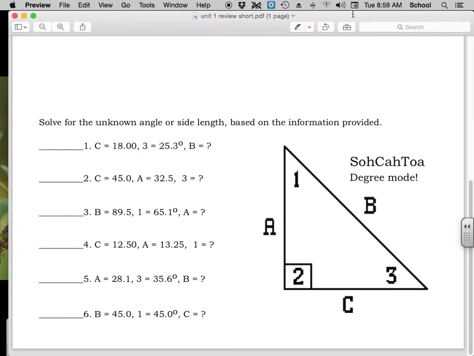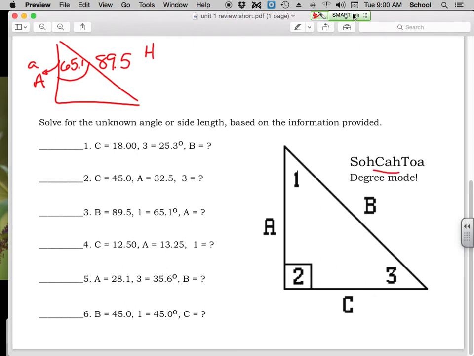In the third one, we have B is 89.5. So again, we have 89.5 up here. And then we have angle 1 is 65.1. And we're looking for side A. And I say, hey, side A looks like it's adjacent. And this is clearly the hypotenuse. And again, A and H. Hey, that's going to go with cosine again. So I'm going to say cosine of the angle is A over H. So the cosine of 65.1 equals A, which is A, over H, which is 89.5.